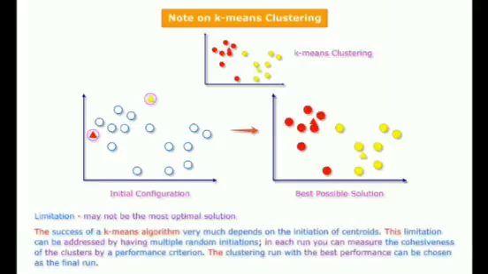Hence, the success of a k-means algorithm very much depends on the initiation of centroids. This limitation can be addressed by having multiple random initiations. In each run, you can measure the cohesiveness of the clusters by a performance criterion. The clustering run with the best performance can be chosen as the final run.